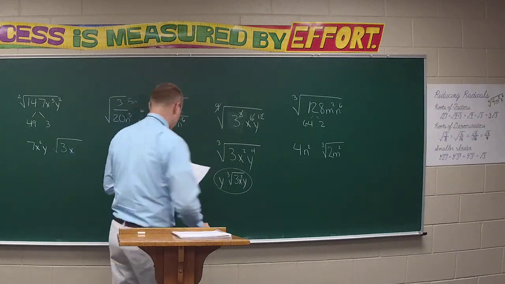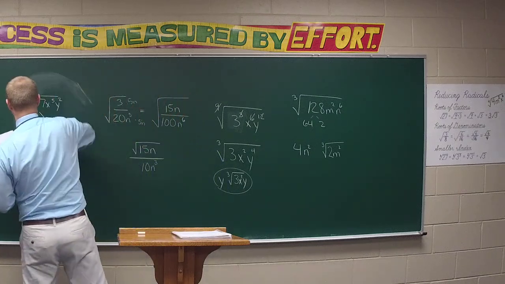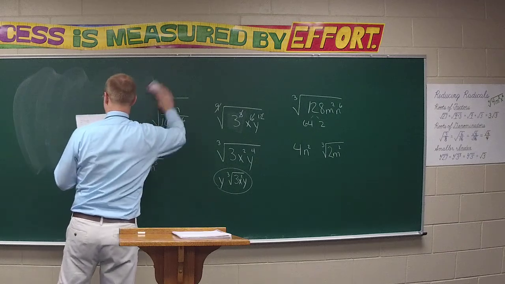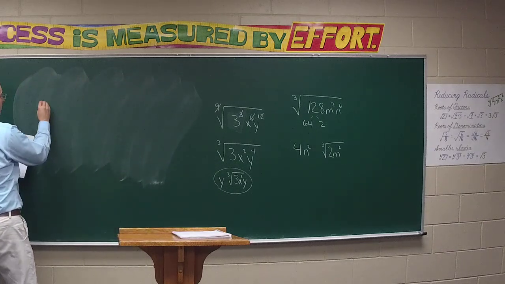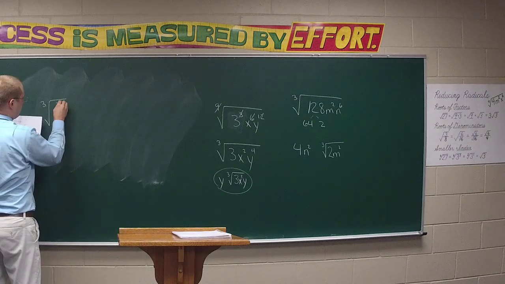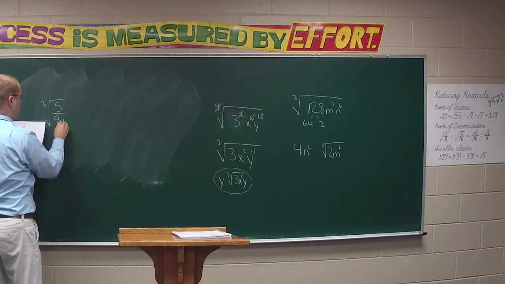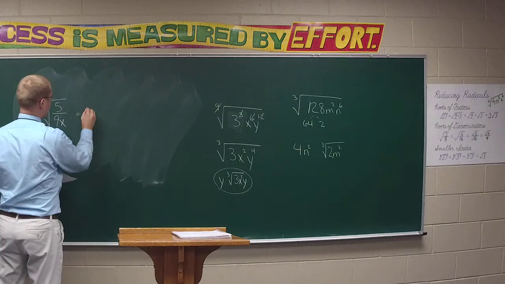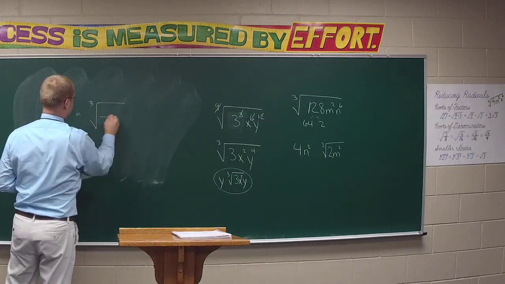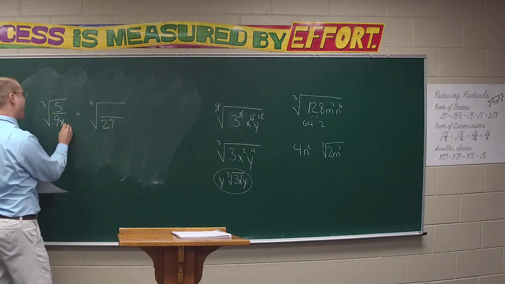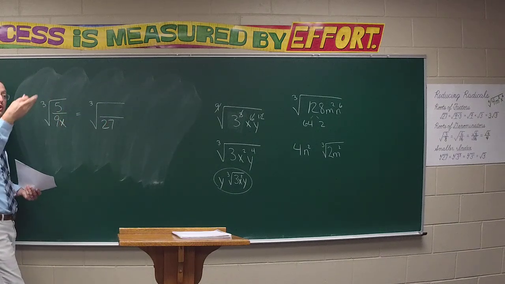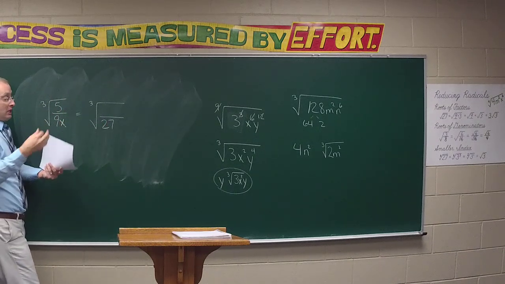How many have this on the first one on the second column? Excellent. For the next one, we have the cube root of 5 over 9x. And if this were a square root, I actually really like the number 9. But it's not a square, it's a cube root. So I don't like the number 9. Instead, I wish that it said 27. And I also don't like the x, because you can't take the cube root of x, but you could take the cube root of x cubed.